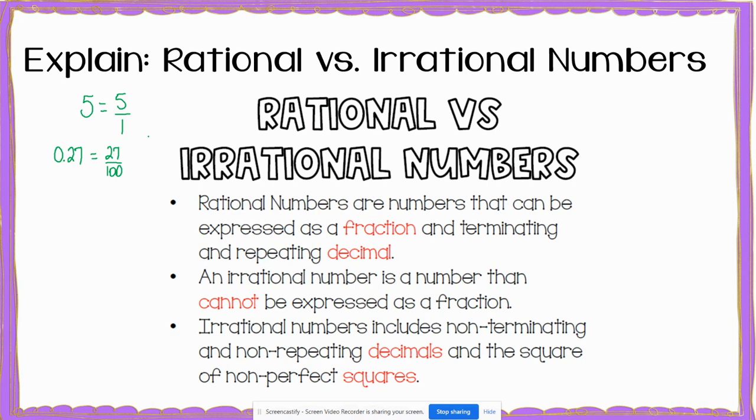Repeating decimals are also considered rational numbers because just like we did yesterday, we saw that when a number repeats, for example, 0.2 repeating, it can actually be written as a fraction. So 0.2 repeating is the same as 2/9. So even though this decimal does not terminate, it does have a fractional equivalent, so it would be considered a rational number.